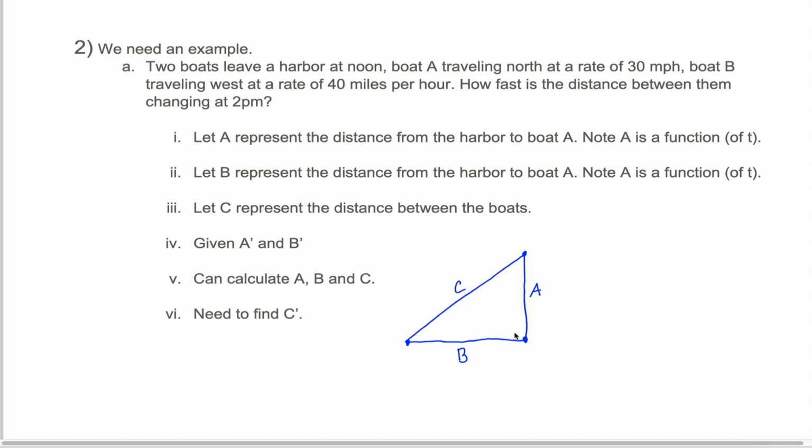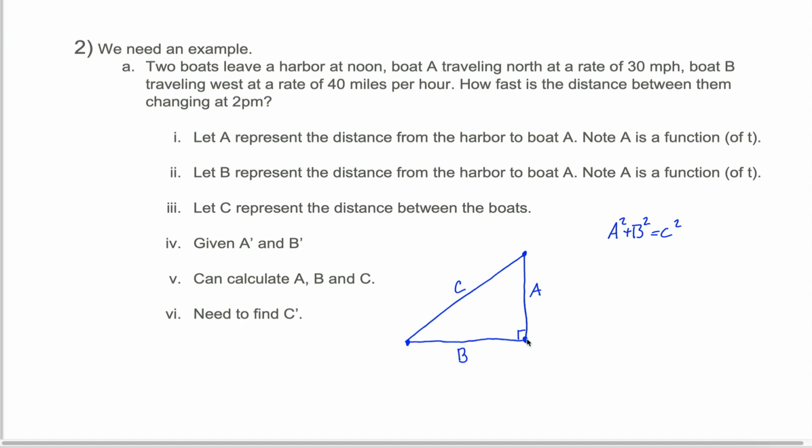If you're kind of clever, you might see a right triangle in this problem. And the great thing about a right triangle is there's a relationship between the length of the legs in a right triangle and the length of the hypotenuse, right? A squared plus B squared equals C squared. This will end up being the equation that we need that ties together the functions A, B, and C. Because A, B, and C are all functions, not variables. Think about them as functions of time.